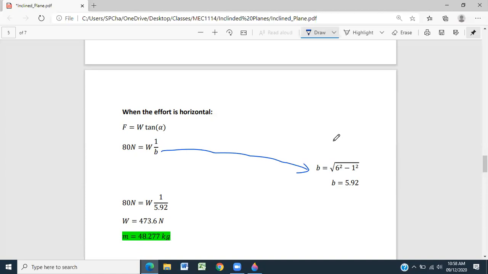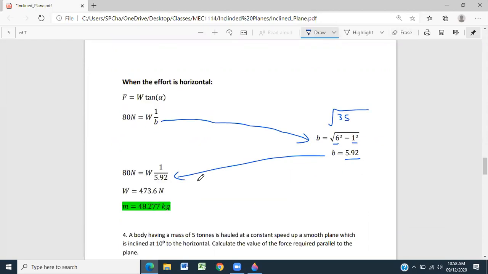So we know the length of the slope is 6, so 6 squared minus 1 squared. 6 squared is 36, minus 1 squared, which is 1. That should give us 35. And the root of 35 is 5.92. We're introducing this 5.92 into our formula and solving for W.